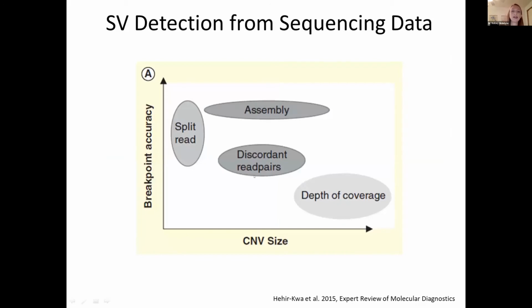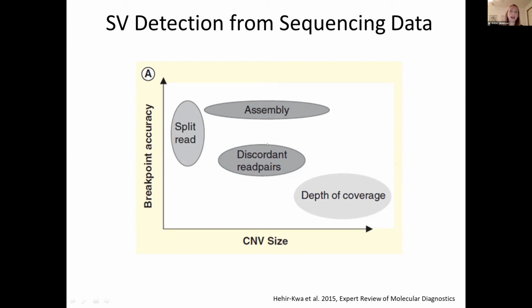Each of these methods has its advantages and disadvantages. If you're looking for large CNVs, things that would be detectable by microarray, your depth of coverage method is going to be the best for detecting those CNVs. However, it's really poor at breakpoint accuracy. So this is going to be more similar to a microarray type of detection. Your split reads are great at breakpoint accuracy, but they're pretty poor at large CNV detection. And then in the middle are your discordant read pair and assembly methods.